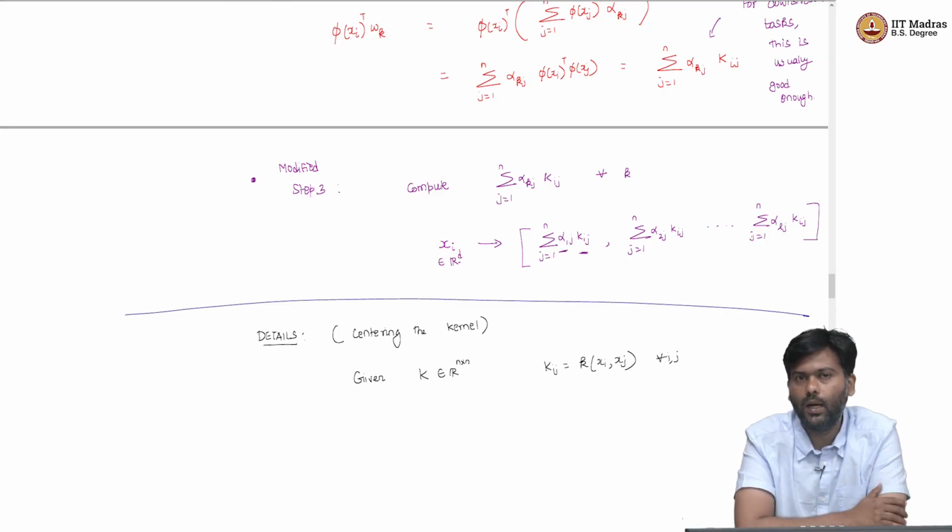Next time, we will look at other types of unsupervised learning algorithms, including clustering and some kind of estimation techniques.